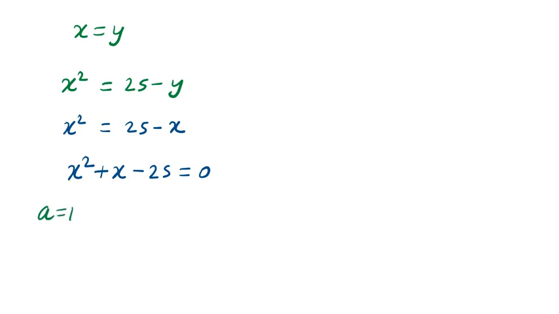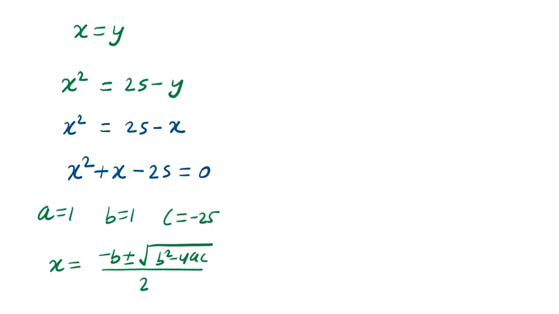And coefficient of x is 1, so value of b is equal to 1, and constant term is minus 25, which is c is equal to minus 25. And quadratic formula: x is equal to minus b plus minus square root of b square minus 4ac over 2 times a.